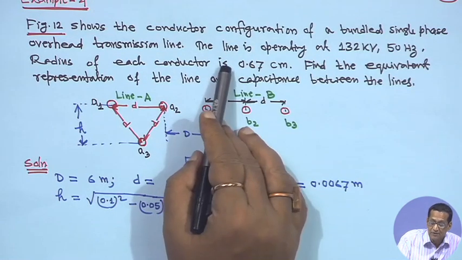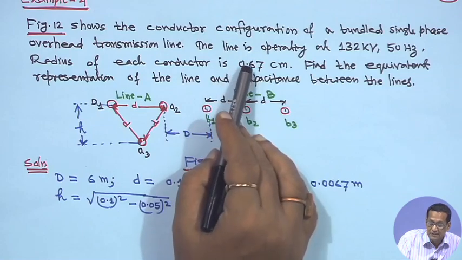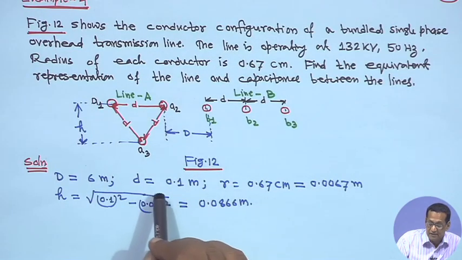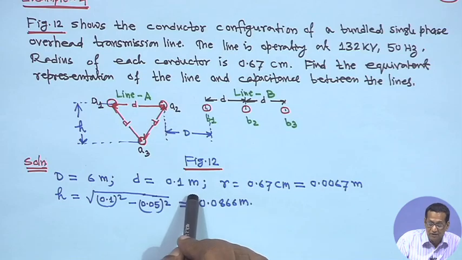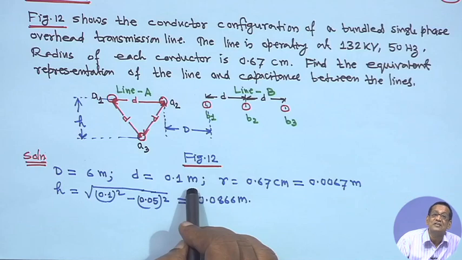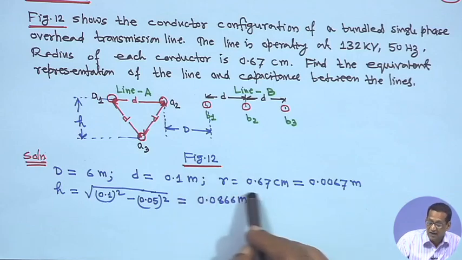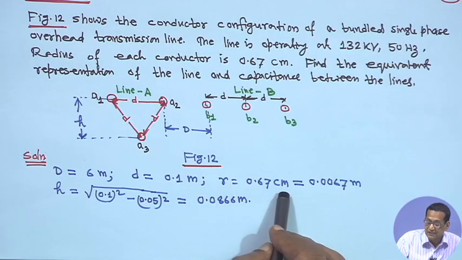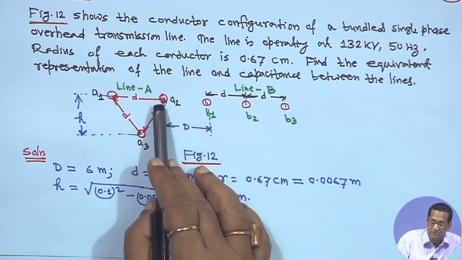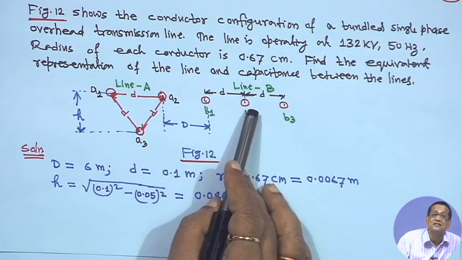In the numericals I have not written all this here, but this D is given 6 meter, and small d is also given, it is 0.1 meter, and r is equal to 0.67 centimeter, that is 0.0067 meter, the radius of the conductor on this side as well as this side, right.